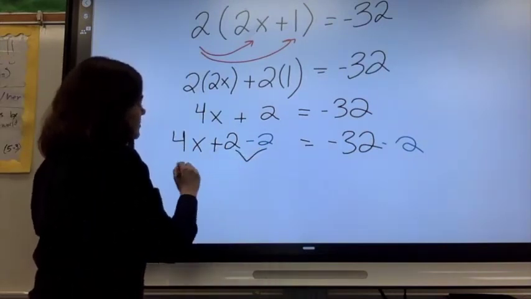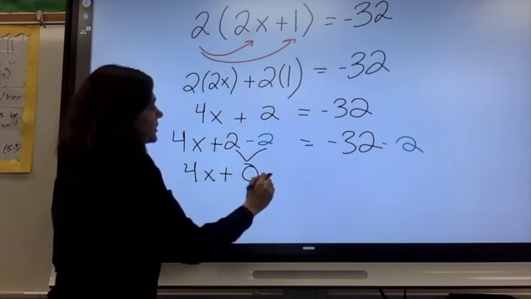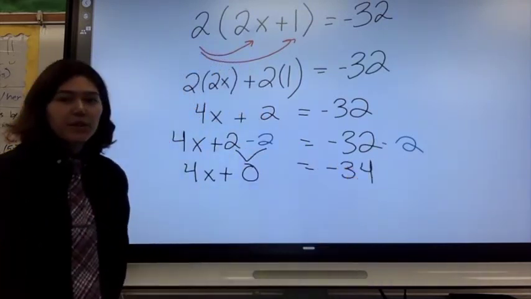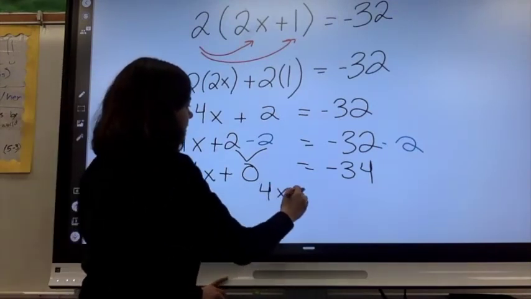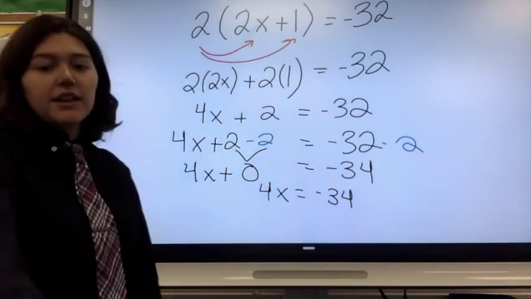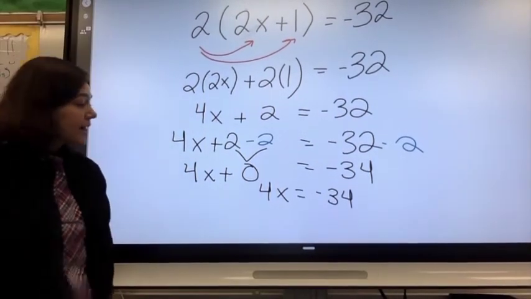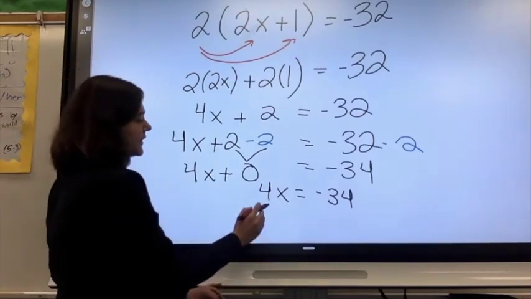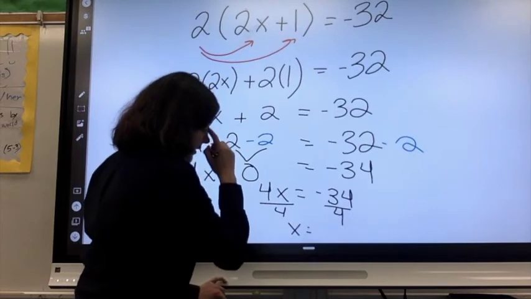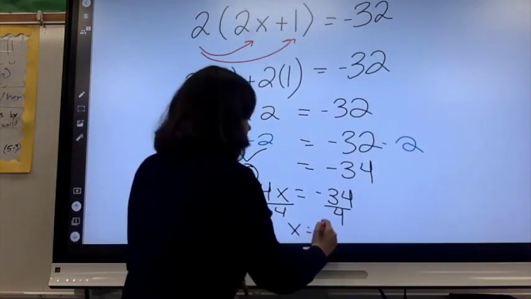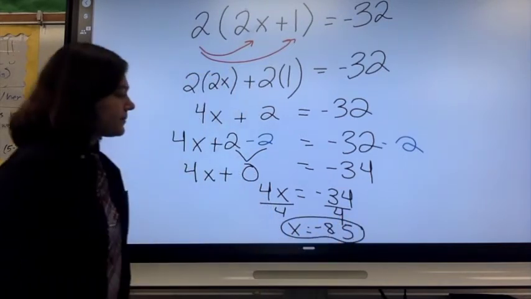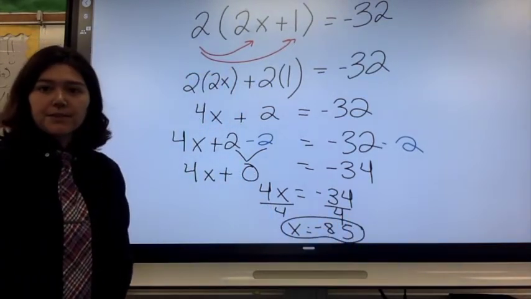2 minus 2 is 0. So I get 4x plus 0 equals, this becomes -34. Right, so then again I have 4x equals -34. On my final step, I need to undo the x being multiplied by 4, so I'm going to do that by dividing by 4. And then I get x equals -8.5. So that's going to be my answer.